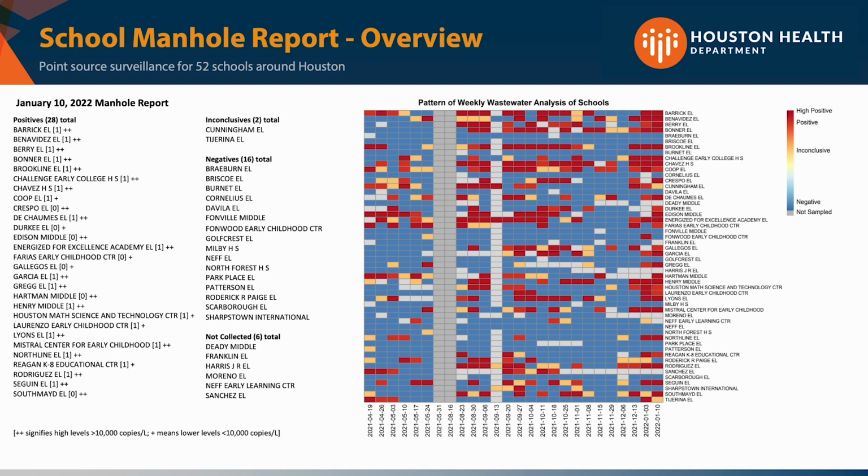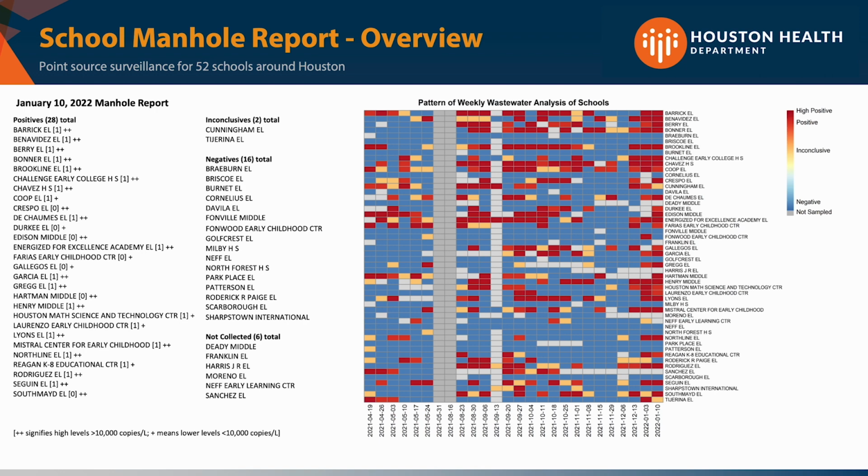This is an example of the SARS-CoV-2 school manhole report that I receive and in turn communicate to the school nurses. It lists schools and the wastewater detection status for SARS-CoV-2 for the schools participating in the school surveillance program. Using the heat map, the red color shows the presence of SARS-CoV-2 in the wastewater sample from the schools.